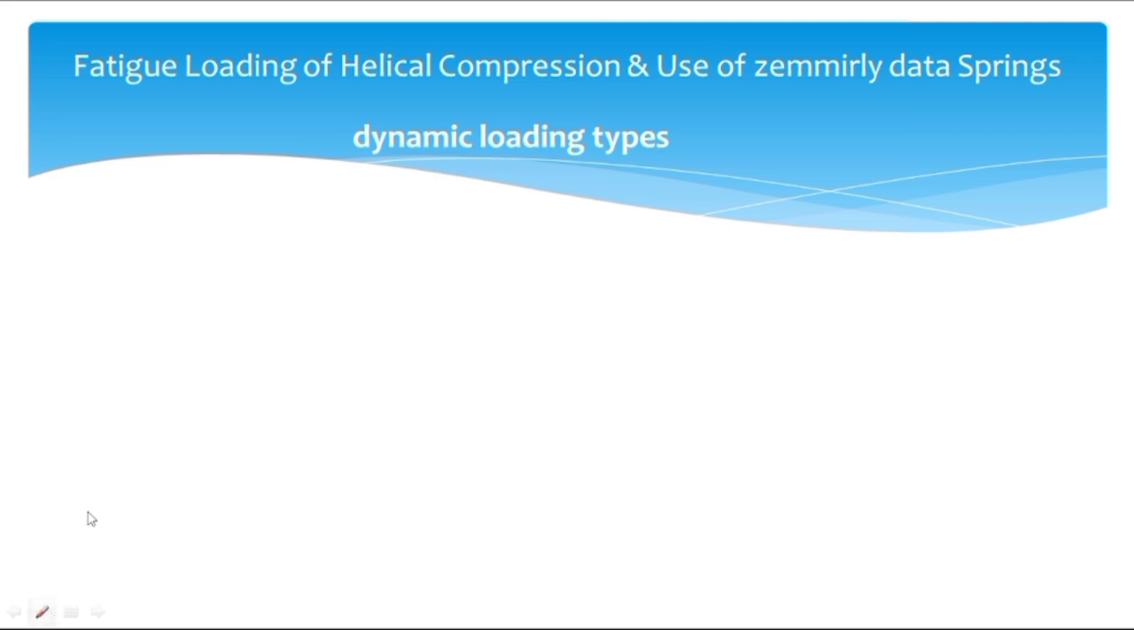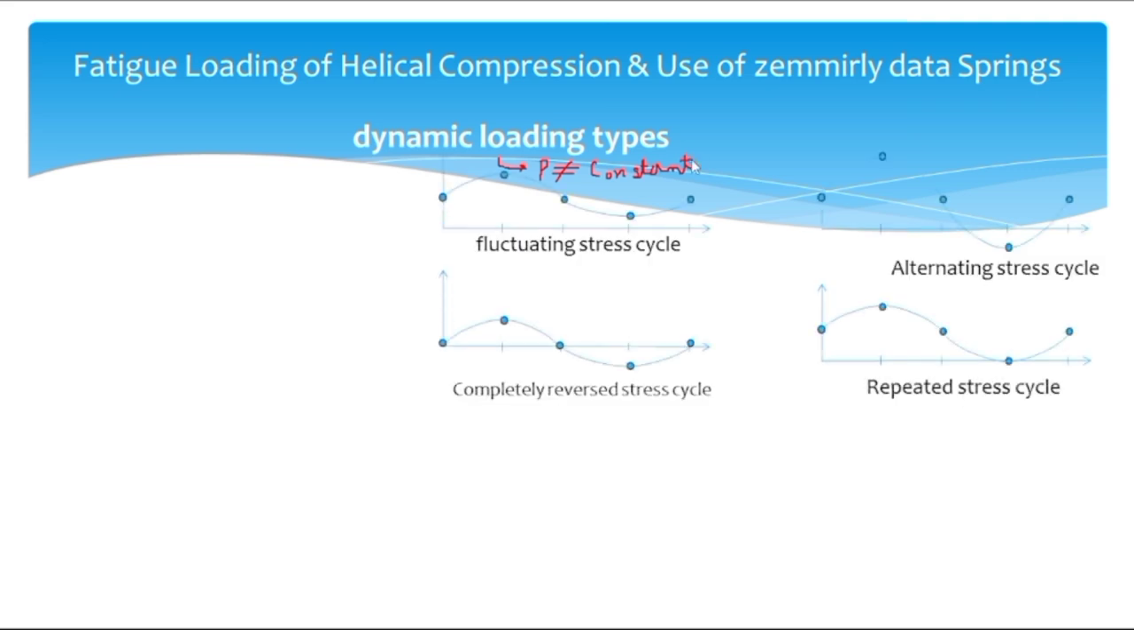Dynamic loading is a type of load whose magnitude is going to vary with the passage of time. Let's say we have a load P. The magnitude of this load is not constant, then this type of load is called dynamic load. These are different types of dynamic loading. We have discussed these types in previous lectures, but let's discuss it over here as well.